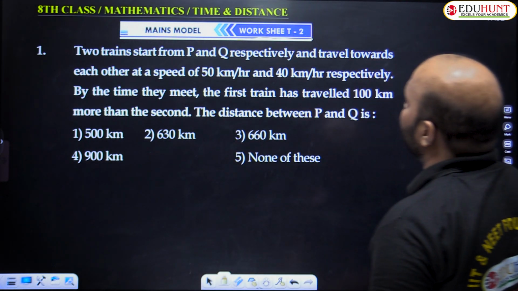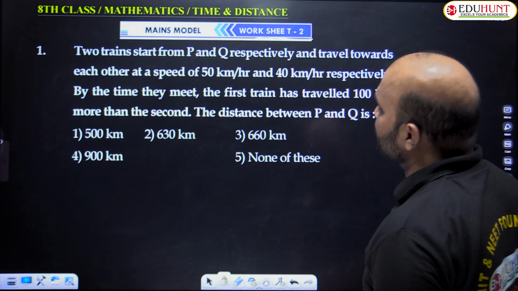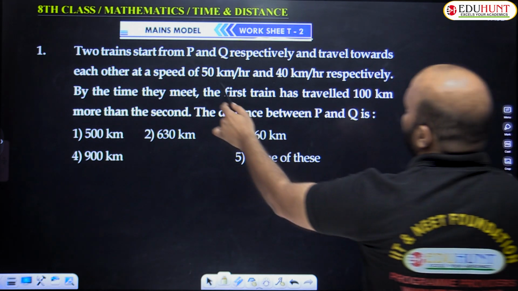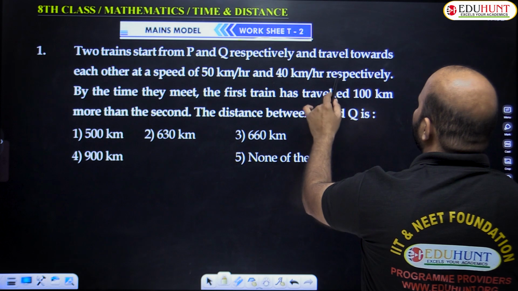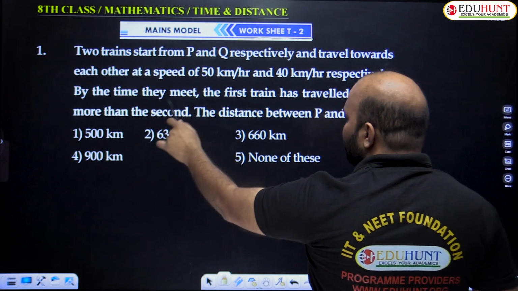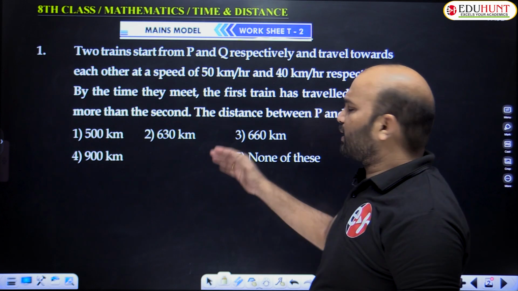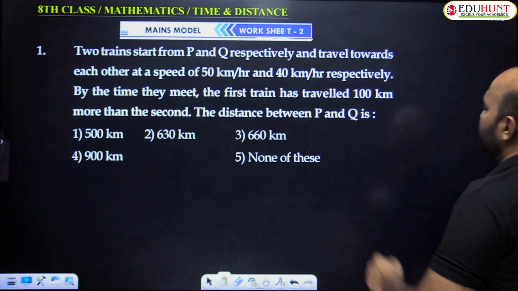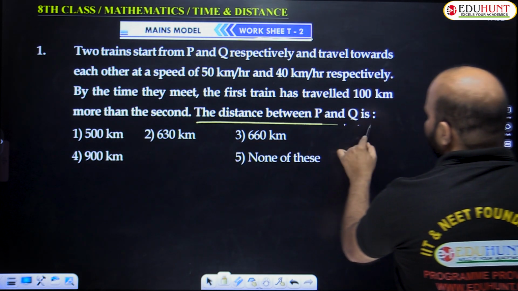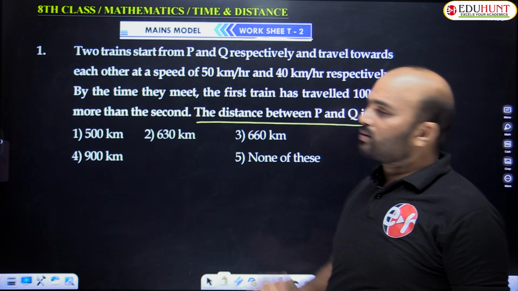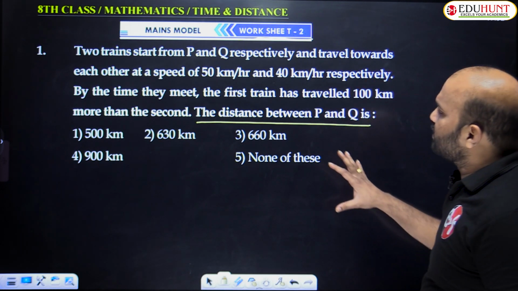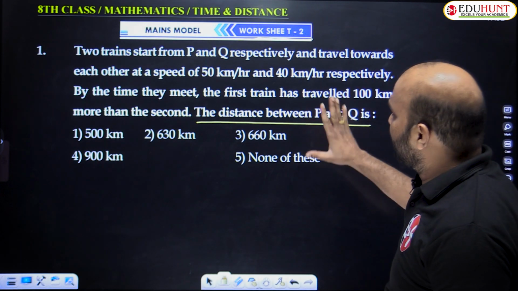Have a look at question number 1. Two trains start from P and Q respectively and travel towards each other at the speeds of 50 km per hour and 40 km per hour respectively. By the time they meet, the first train has travelled 100 kilometers more than the second. The distance between P and Q is, question what I am asking, the distance between P and Q.